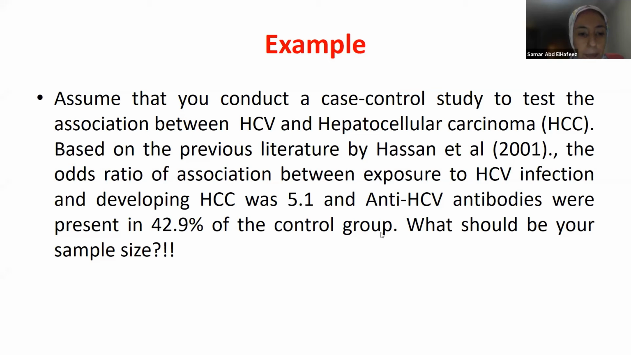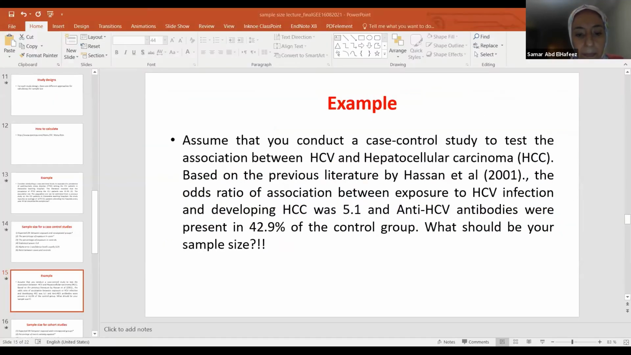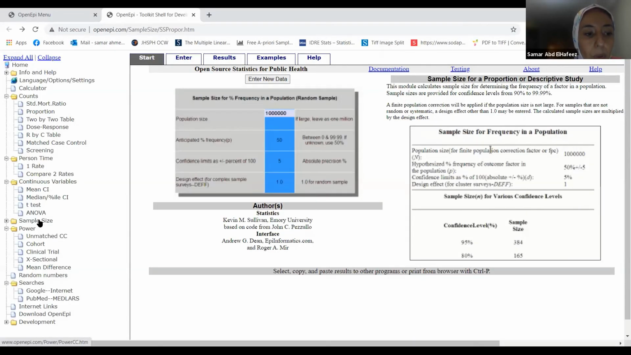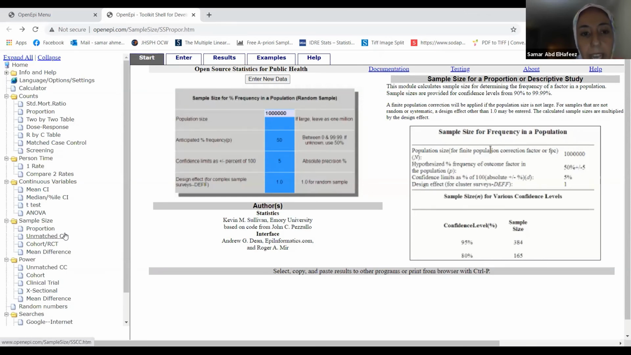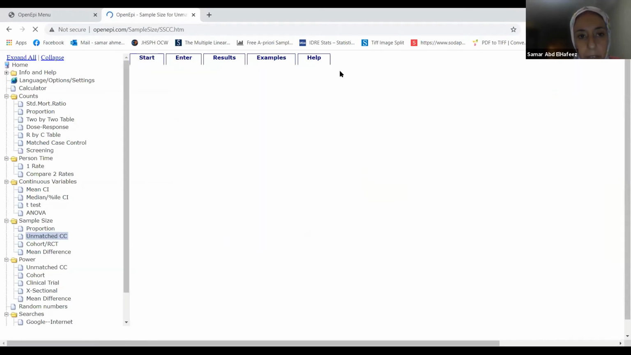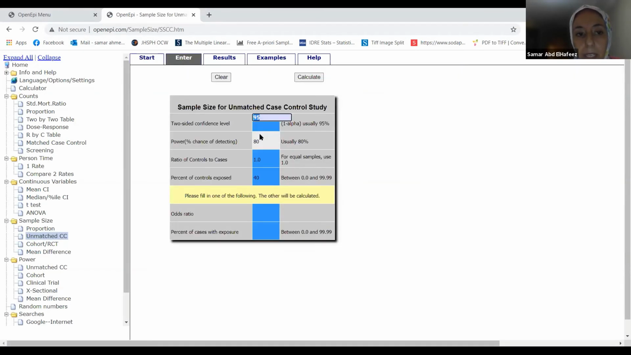How can I calculate my sample size? I will be back to the same Epi Info, and what I want to do here is calculate the sample size. What's the type of this study? It's unmatched case control, because I'm not doing any matching here. I will enter my data, the same: confidence is 95, the power is 80, the ratio of controls to cases, the minimum ratio, is 1. What's the percentage of the control exposed based on the literature? It's 42.9. Okay. And what's the odds ratio?